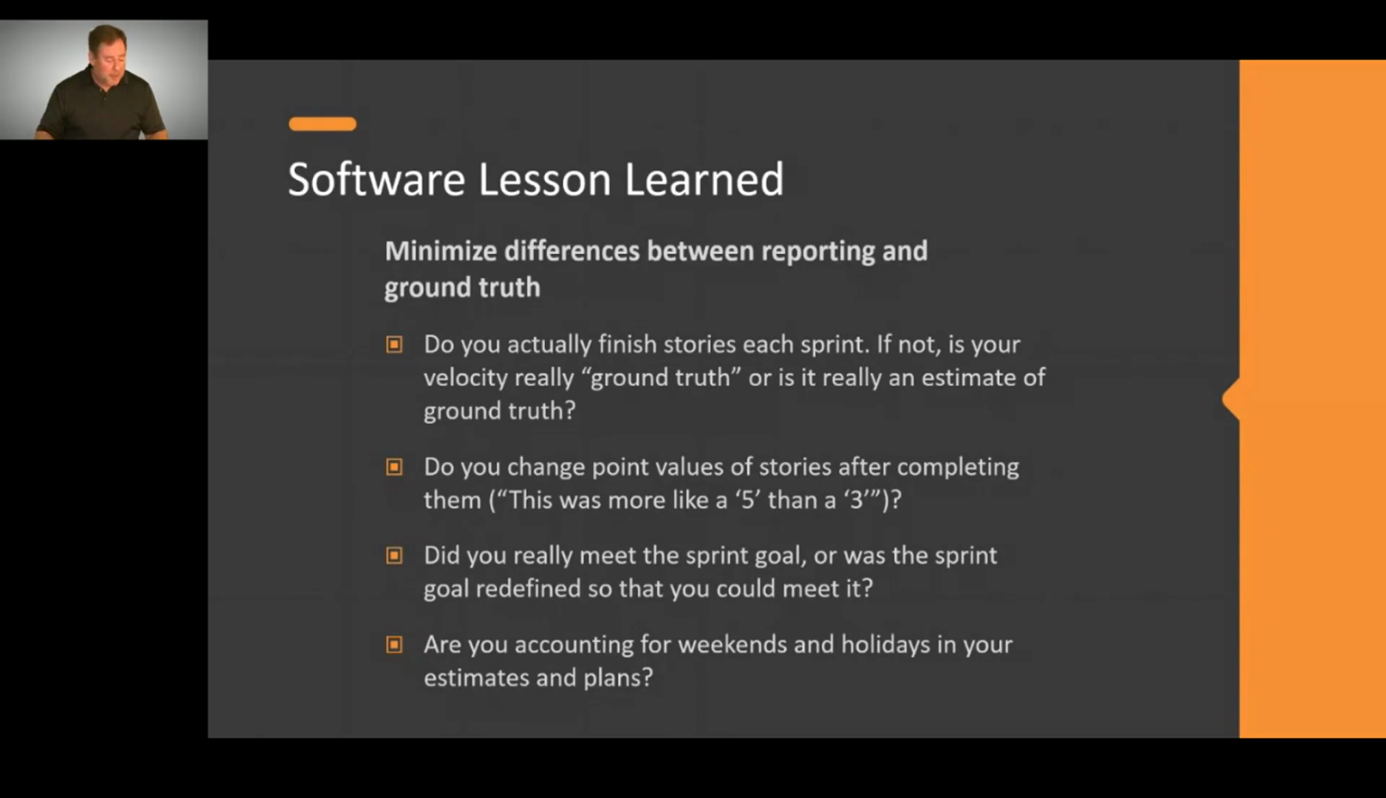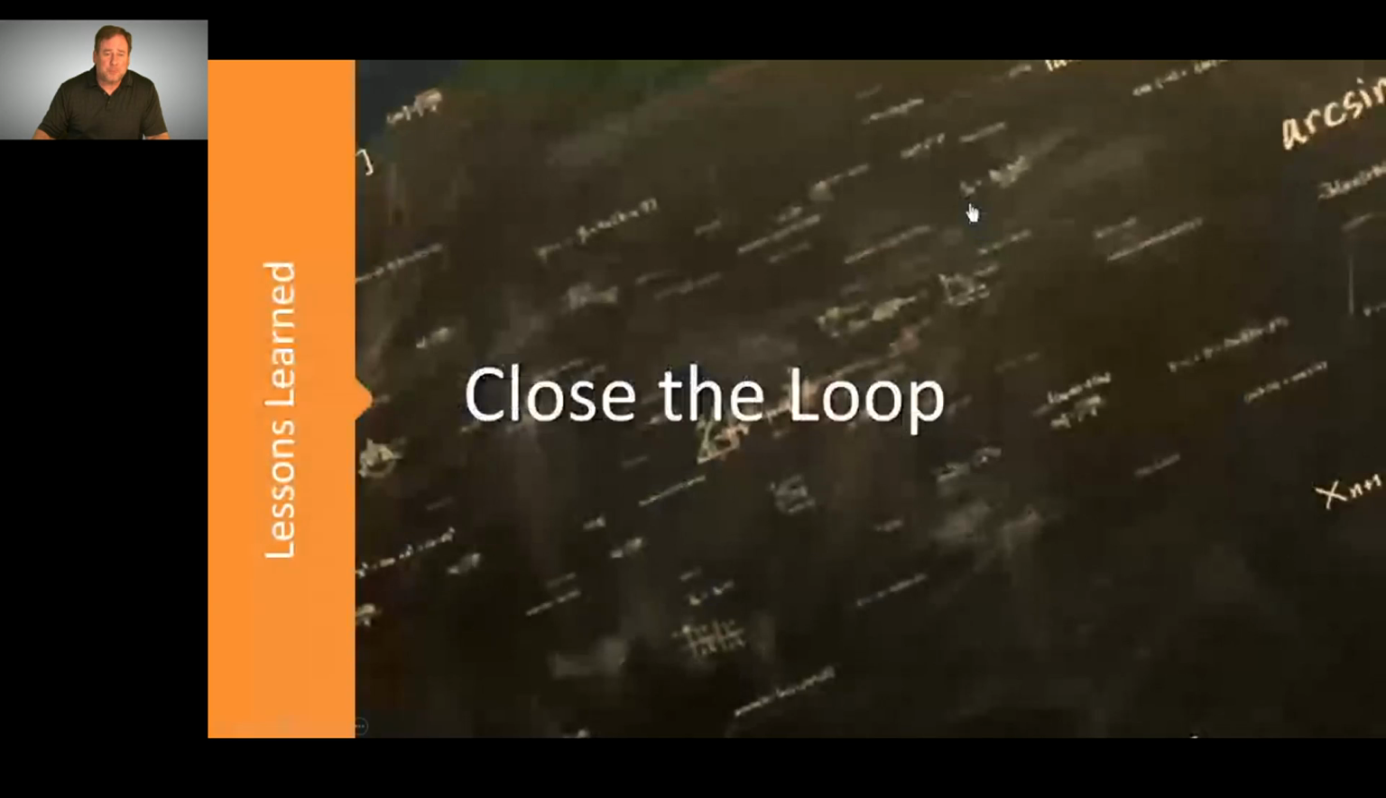One of my pet peeves in the way that Scrum has evolved is to say that we met the sprint goal when that isn't the same as whatever the specifics of the original sprint goal were. So did we really redefine the details so much in meeting the sprint goal that we didn't really accomplish what we set out to accomplish? And are we accounting for weekends and holidays and training and so on in our estimates and plans? So I think we can take active steps in software to shrink this gap.